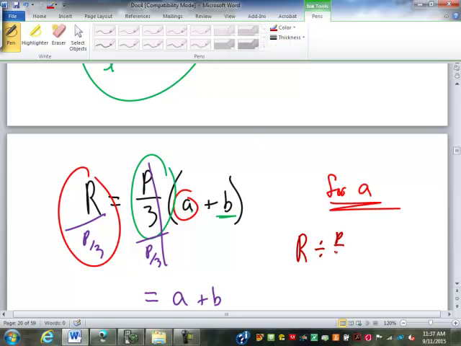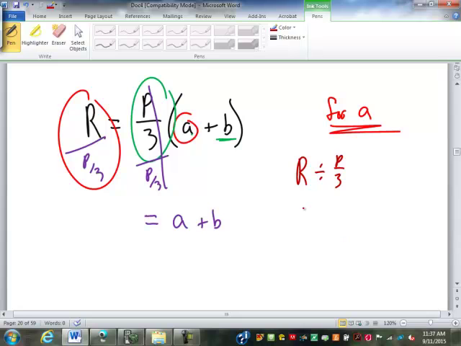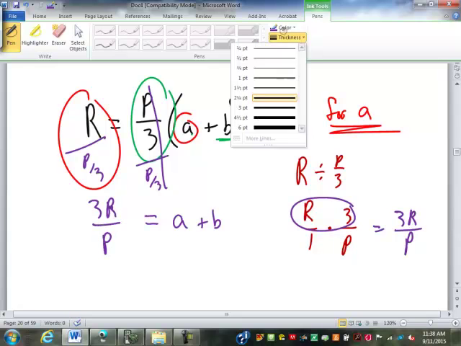R divided by P over 3, I'm going to make this R over 1 times 3 over P. R times 3 is 3R. 1 times P is 1P, or just P. So this is now 3R over P.